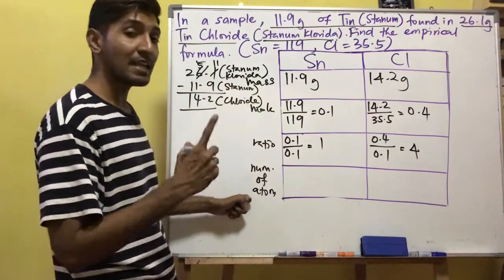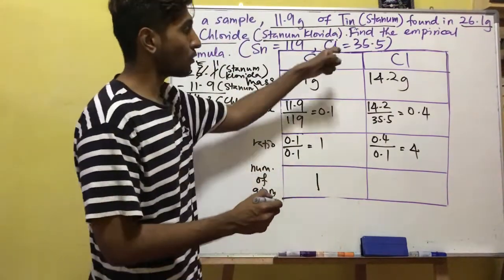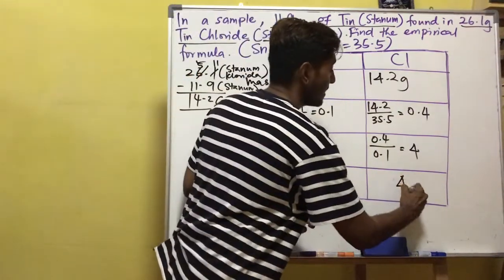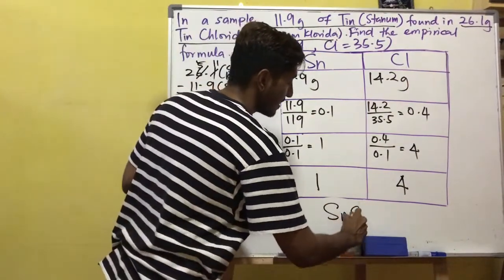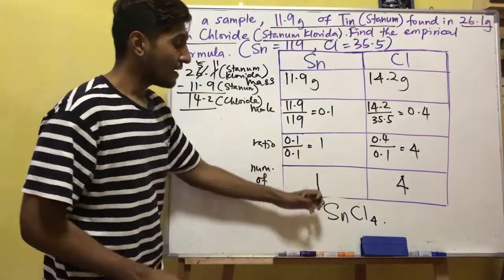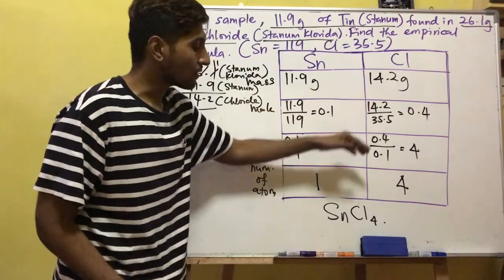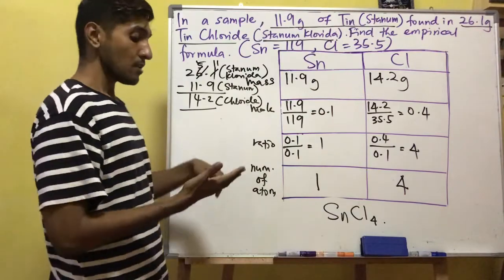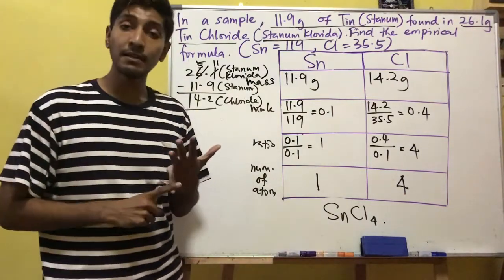Number of atom, bilangan atom tin yang diperlukan ialah 1. Bilangan atom klorin yang diperlukan ialah 4, di mana kita akan dapat formula akhirnya ialah SnCl4. So therefore the final empirical formula that we're going to get is 1Sn and 4Cl. So it's going to be SnCl4. Okay, got it? So now we basically have finished chemical formula.